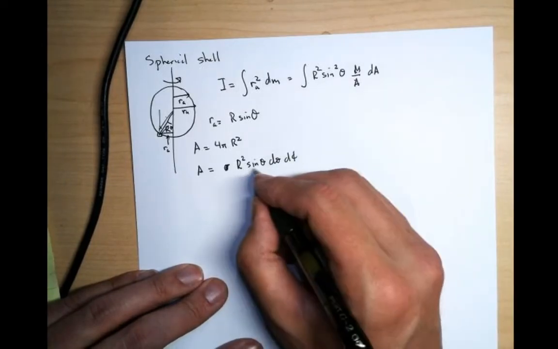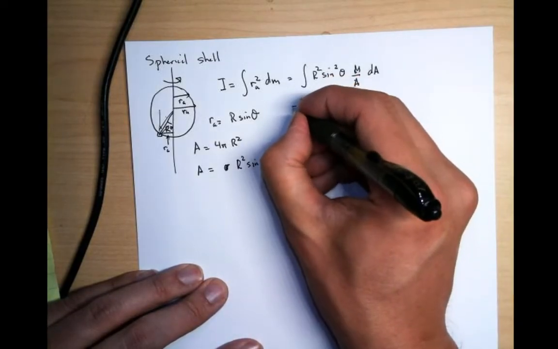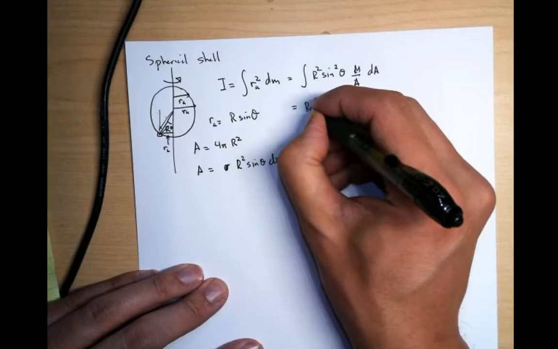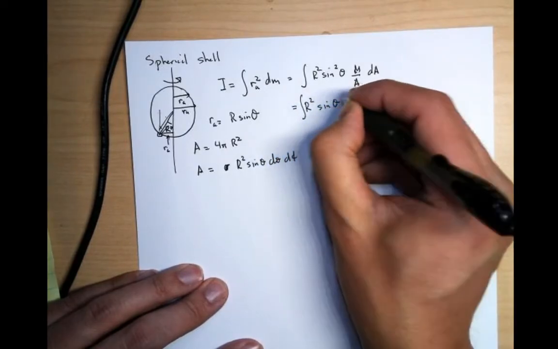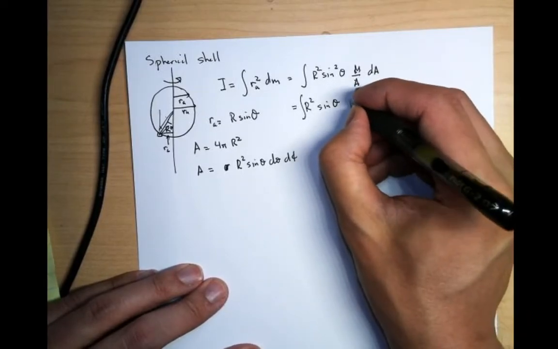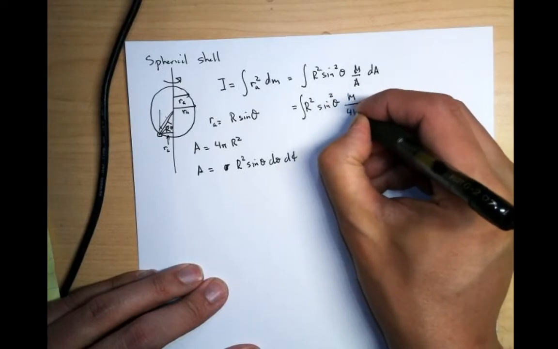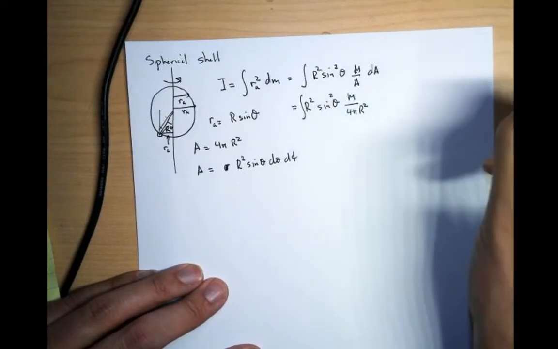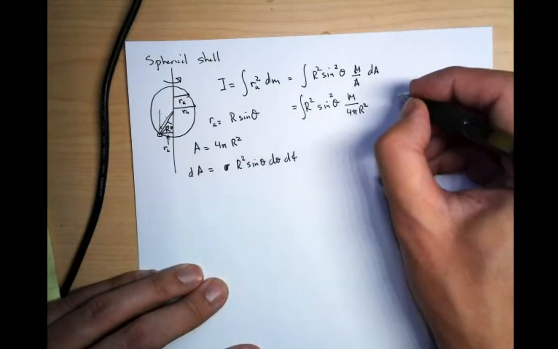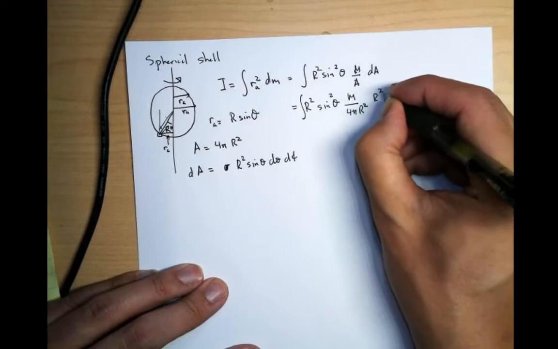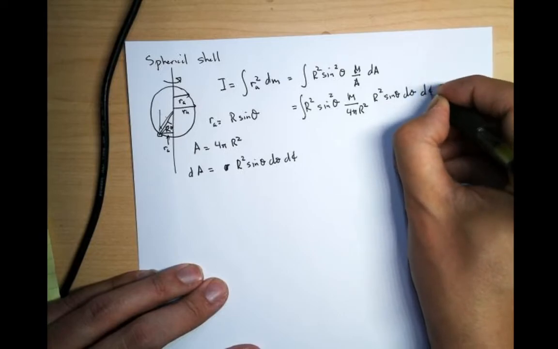Okay, so now we have everything we need. All right, let's go ahead and plug everything in. So it's going to be equal to, there's an R squared here, a sine theta there, all right? Sine squared theta there, okay? This is M over 4 pi capital R squared, and dA, sorry, is R squared sine theta d theta d phi, okay?